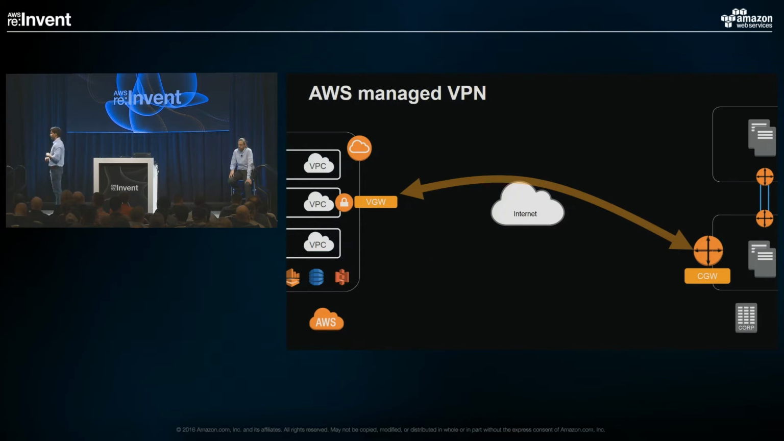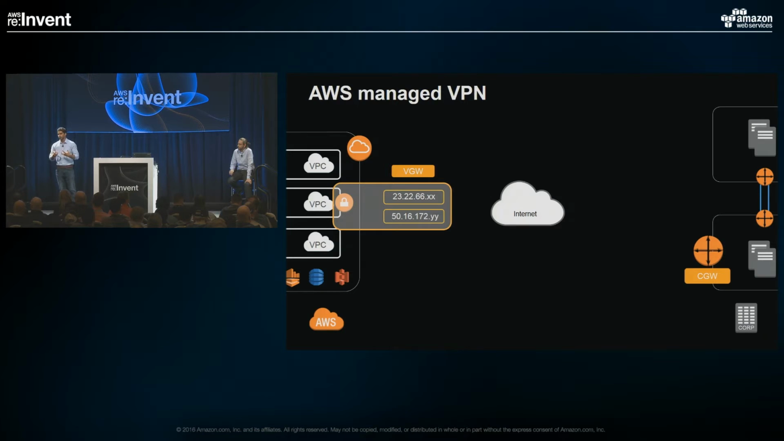So once you do that and you configure your router, a VPN connection will be up and terminated on the virtual private gateway. From a routing perspective, you can set up static routes, or you can use BGP for dynamic routing.